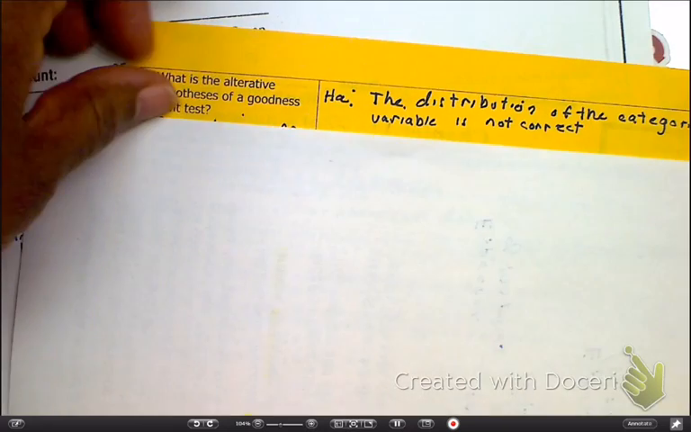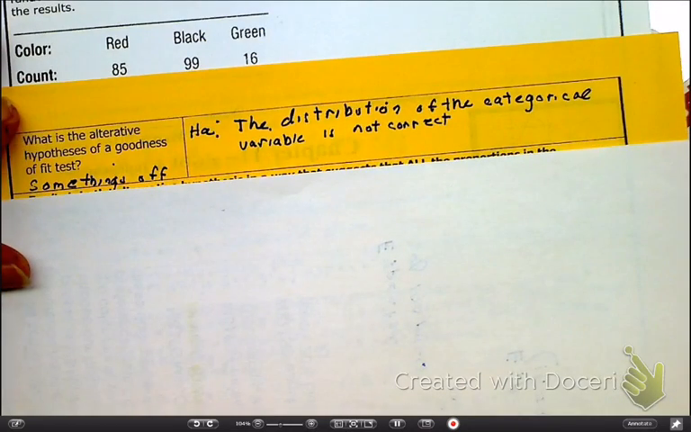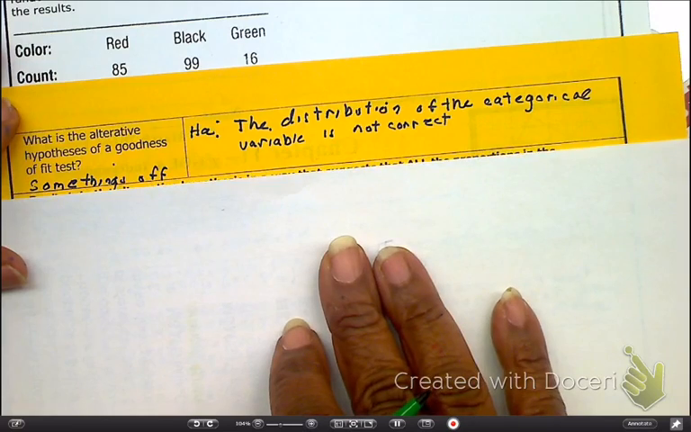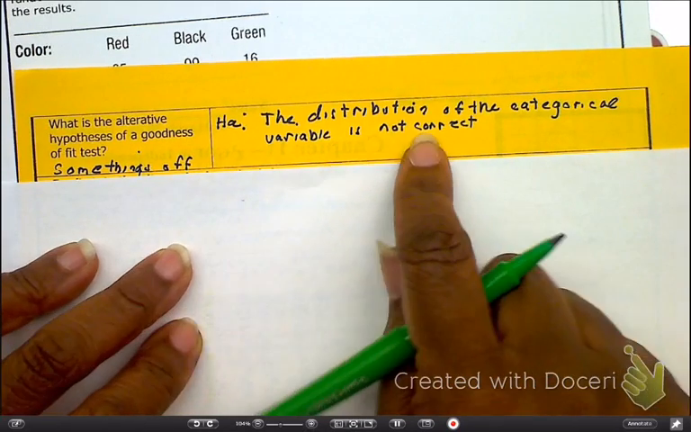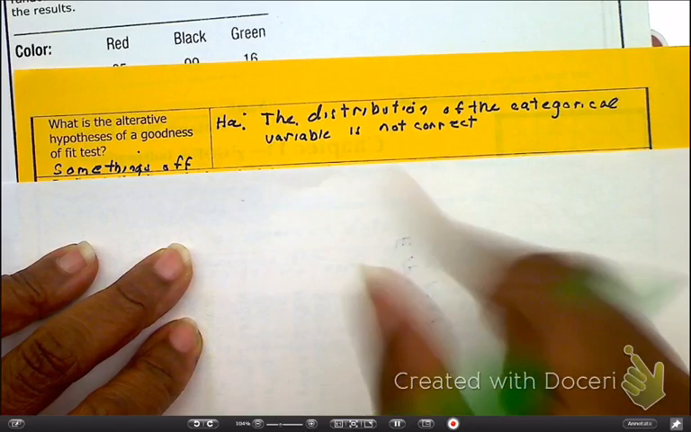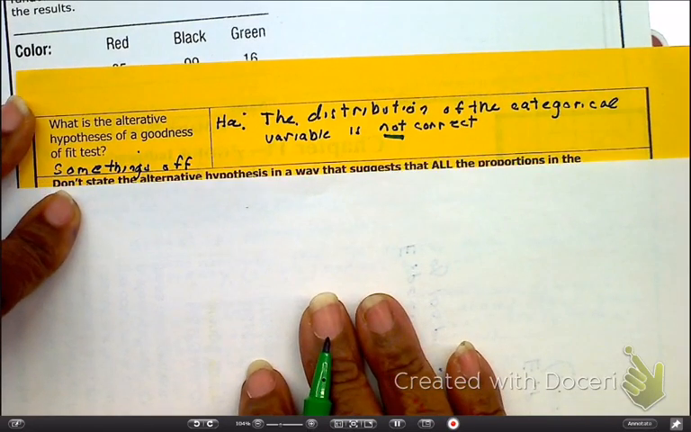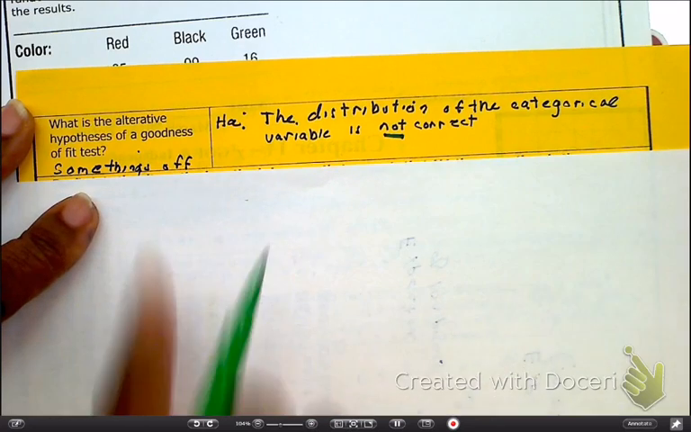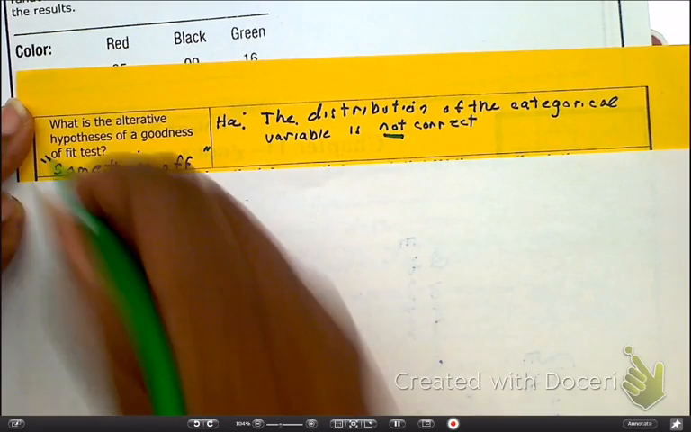So now we've talked about the HO, what about the HA? The HA is our claim. We're saying, nope, you're wrong. The distribution of the category variable is not correct. You are wrong, company. You are cheating me. Okay? Again, as always, we're saying that something is off.